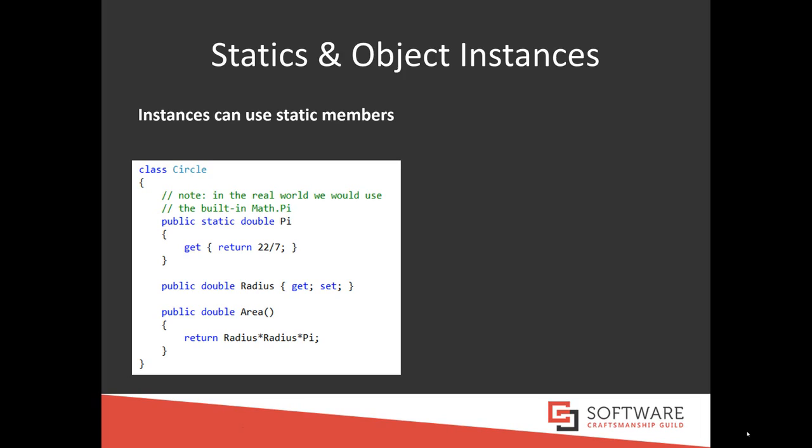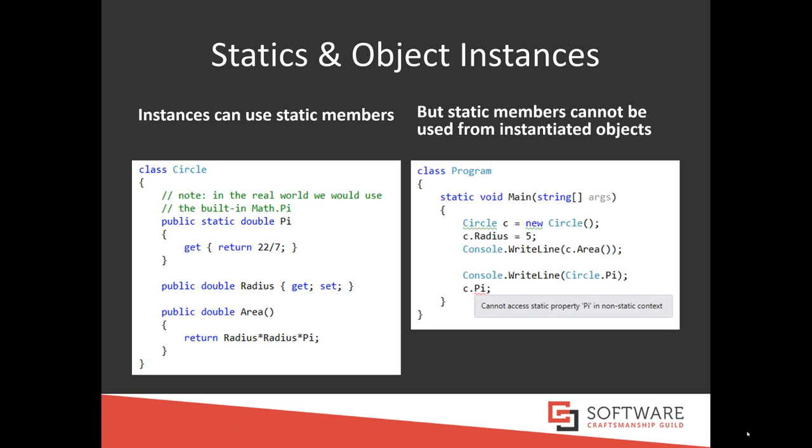There is a Math class that's built into .NET, and it has things like pi and trigonometry methods and things like that. But regardless, each circle has a radius property and an area method. And if I have a circle with radius 5 and a different circle with radius 10, they're both going to use the value of pi to calculate their area. So it makes sense to make pi static in this case, because all circles need it, but we don't need multiple copies of pi. There's only one pi.